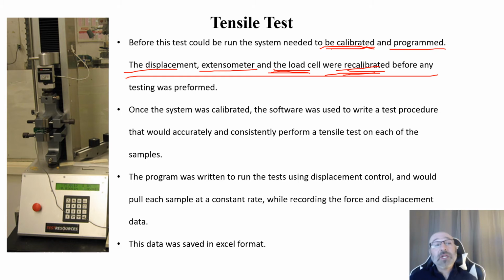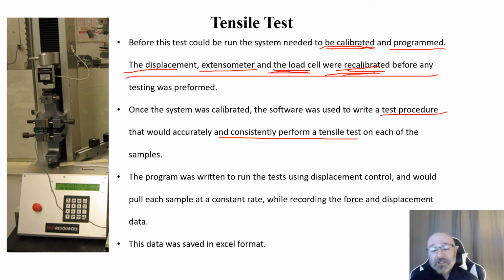Now, once we've completed that calibration, the software is then going to need to be programmed to run this test procedure. We've already worked on this test plan, talked it over with our client, and figured out the information we want: the test rates, whether it is displacement controlled or load controlled. All of that has already been specified. Now we just need to program that in order to consistently perform the tensile test on each of the specimens.